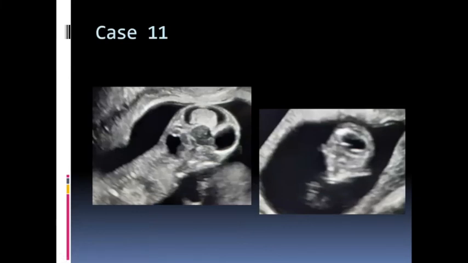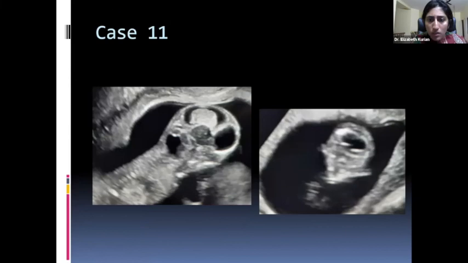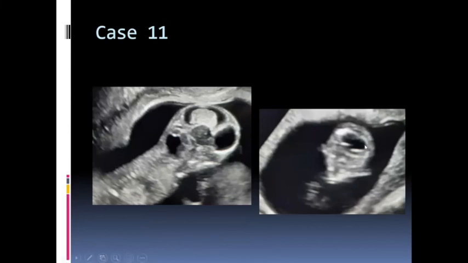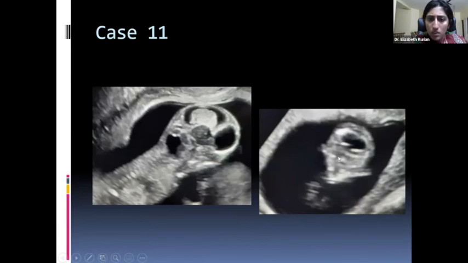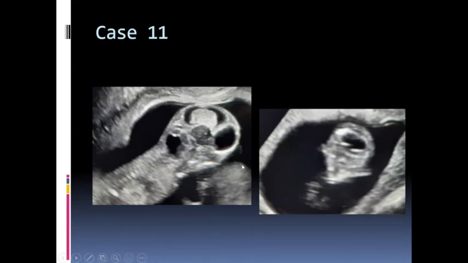This is easy. Can you tell? There is a cyst in the posterior portion. Dandy-Walker. It's a Dandy-Walker with bilateral hydrocephalus.